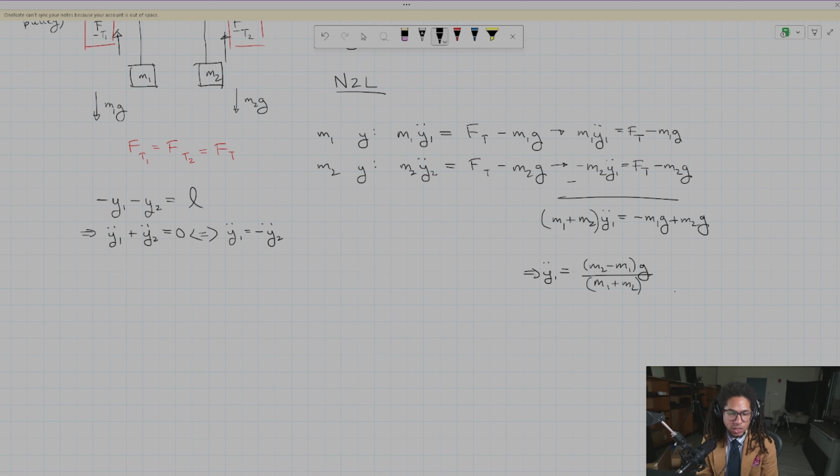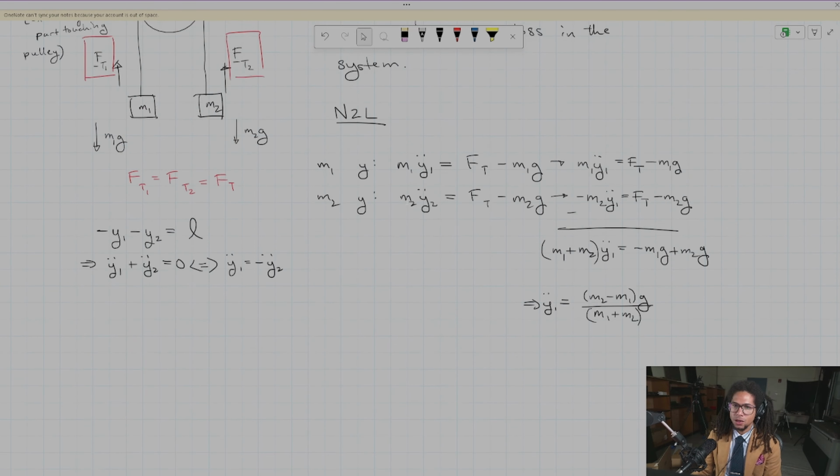So this is kind of the principle of an Atwood machine. It experiences a constant acceleration, so y1 double dot is the acceleration. This is the magnitude of that constant acceleration, but the acceleration isn't just g, it's g multiplied by some complicated factor of the two masses. All right.